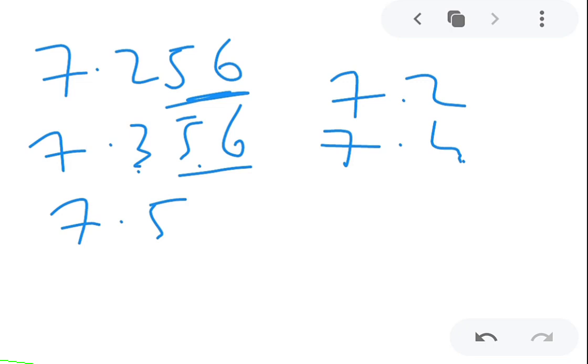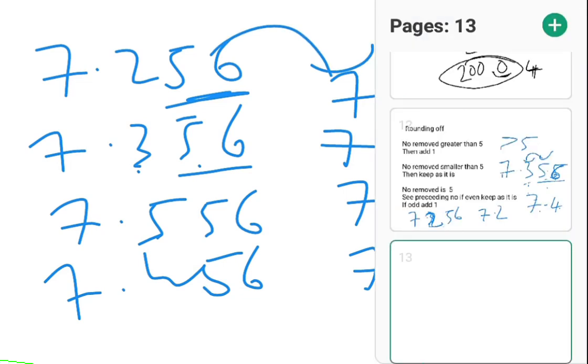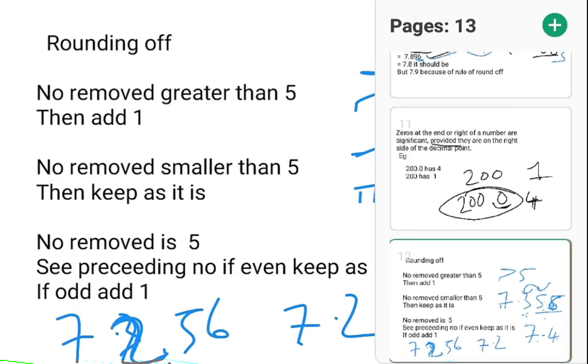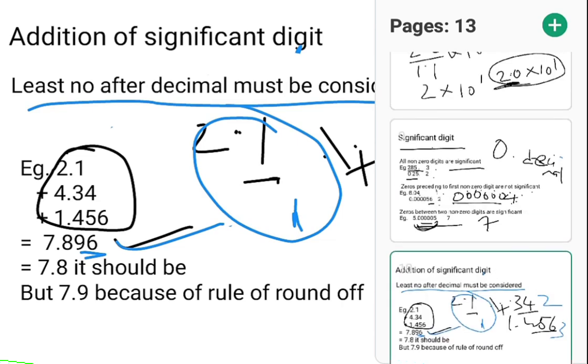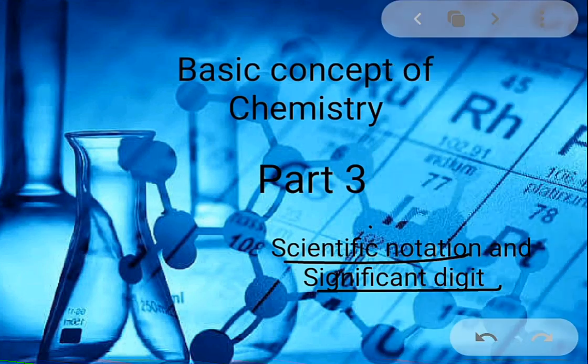If 7.556, then 7.6. If 7.456, then 7.4. This is how to convert into a single significant digit, that is, if you want only 1 digit after the decimal. This is a very basic concept of chemistry. In this form you need to write your answer whenever you are in 11th and 12th both. So take care of it.